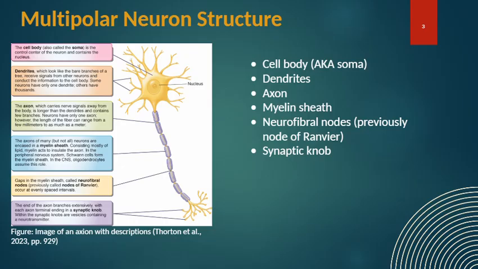Next is the axon. This is the long tube-like fiber that carries electrical impulses away from the cell body. A neuron only has one axon, but that axon can branch extensively. Some axons are very short, and others, like those supplying the leg muscles, can be more than a meter long.